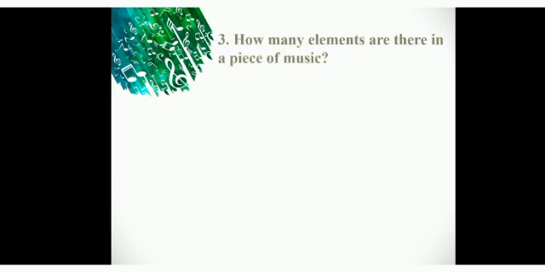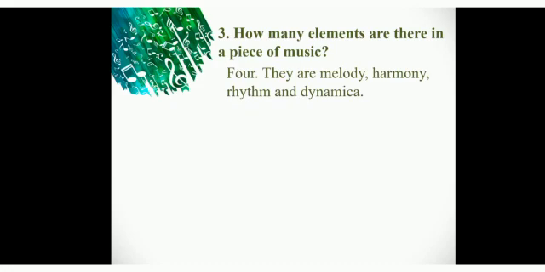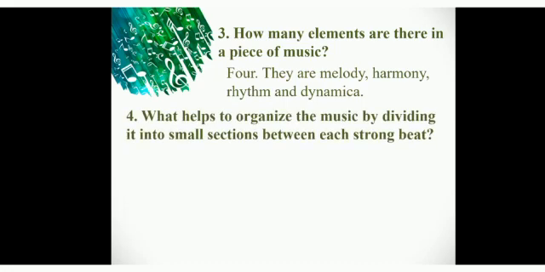Our third question is, how many elements are there in a piece of music? Yes, cool. 4. Yes, we have 4 elements of music. They are melody, harmony, rhythm, and dynamics. The fourth question is, what helps to organize the music by dividing it into small sections between each strong beat? Think.